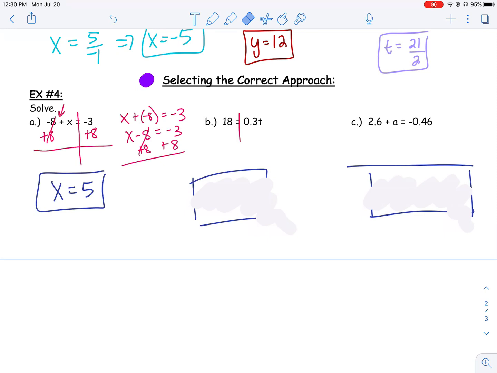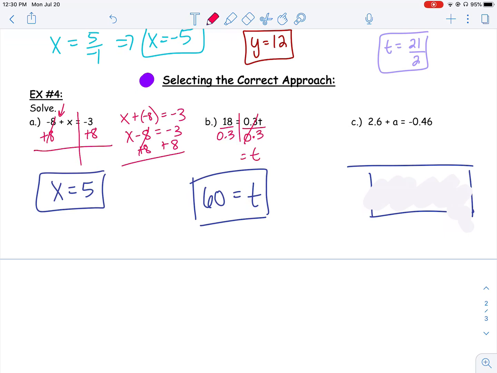So in order to get rid of the 0.3, I want to divide both sides by 0.3. As long as I make sure to do it to both sides, I should be balanced, right? Well, 0.3 divided by 0.3 is just a 1t, or could I say just t? And then I can figure out what 18 divided by 0.3 is. I ended up getting 60. t equals 60.